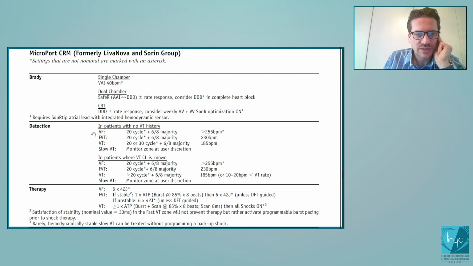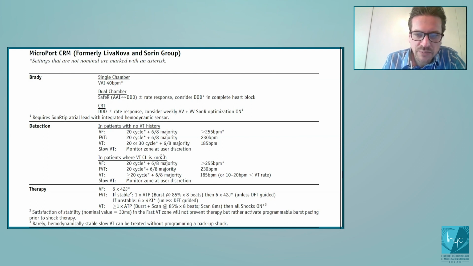And we see here that for detection in patients with no VT history, the persistence is always 20. In the VT zone, they suggest that you can also put it at 30. That's what we also like to see. The longer, the better. Here we see a very, very high rate for the VF zone, but it's because the 230 as shown here for fast VT, that's actually already the VF zone, right? Now, the 185 is a bit similar between companies, comparable to Medtronic, always a 6 out of 8 majority.